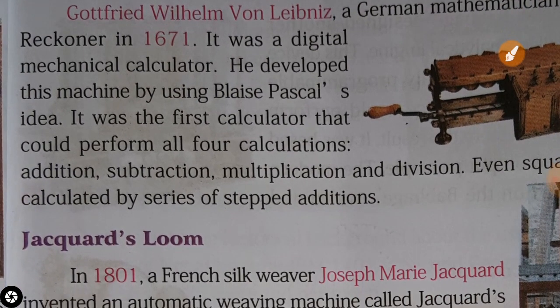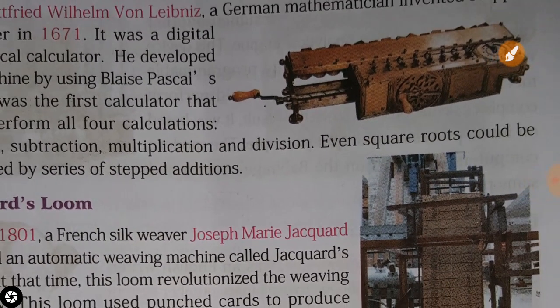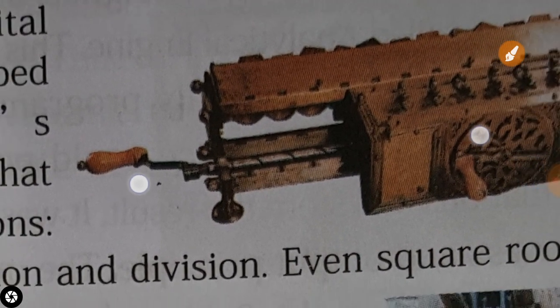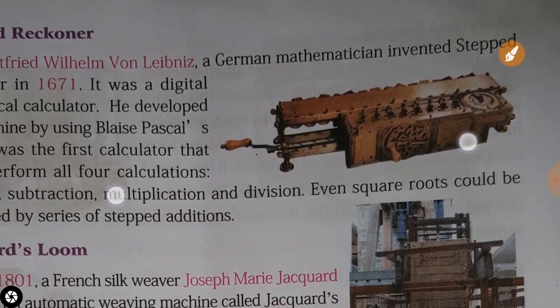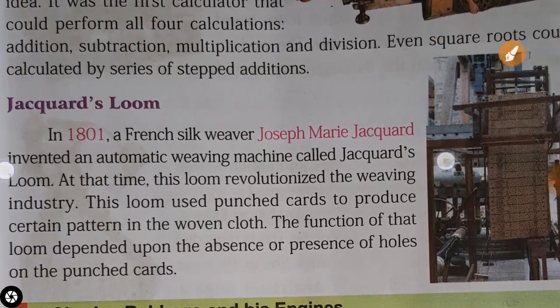It was the first calculator that could perform all four calculations: addition, subtraction, multiplication, and division. Even square roots could be calculated by series of stepped additions, and this handle was used to move the gears. It has gears, and the gears would move the numbers, and calculation could be done. Now another one is Jacquard's loom.